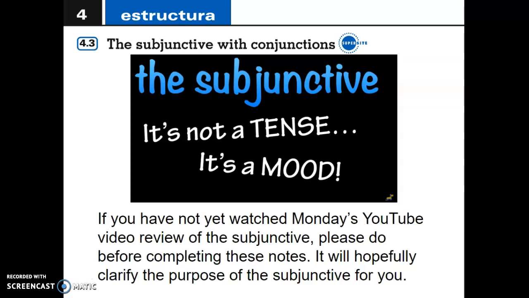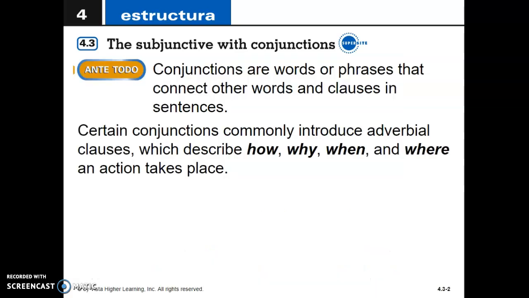It clarifies what the subjunctive essentially is and what it's used for in the Spanish language, because in English we sort of have the subjunctive, but it's not nearly the same. So maybe come back to these notes later if you haven't already watched this. Conjunctions are words or phrases that connect other words and clauses and sentences. We use them all the time in English. You may not be able to identify them, that's okay. We just want you to identify them in Spanish now.